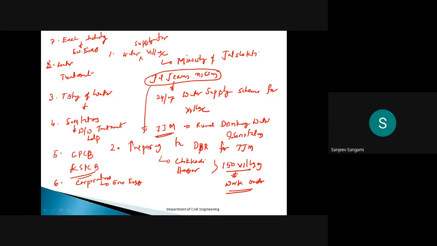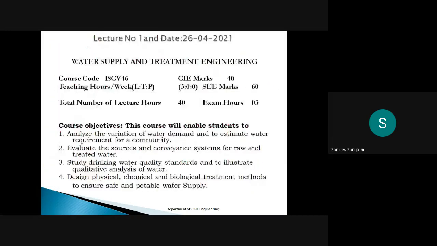Then we come to the objectives of this course. The first one is to analyze the variations of water demand and estimate the water requirement for the community. Water demand means how much water is required per person per day, what his consumption is, and how much we have to provide. That we are going to estimate in the first objective. We have to achieve that objective.